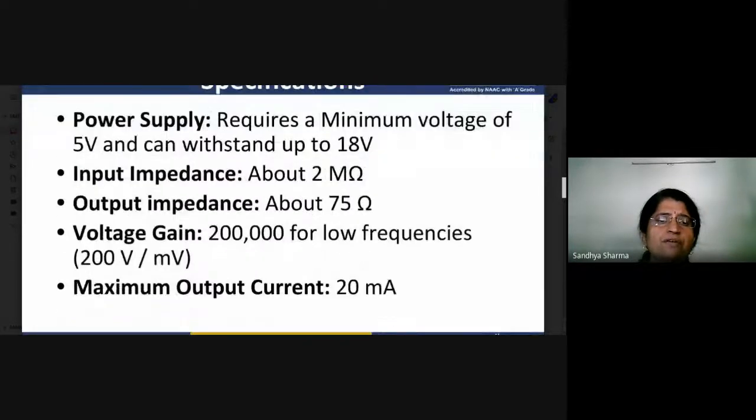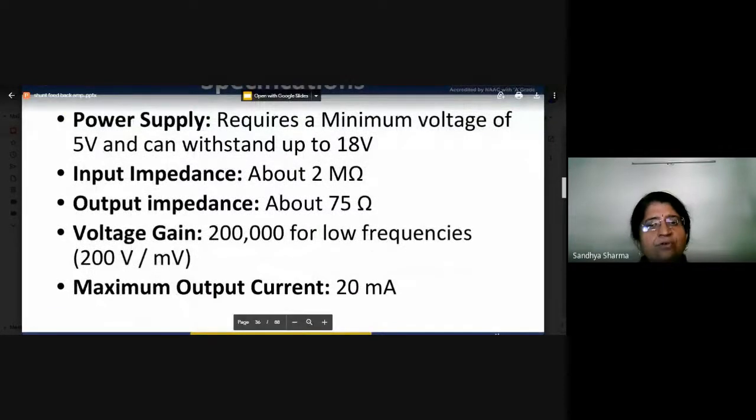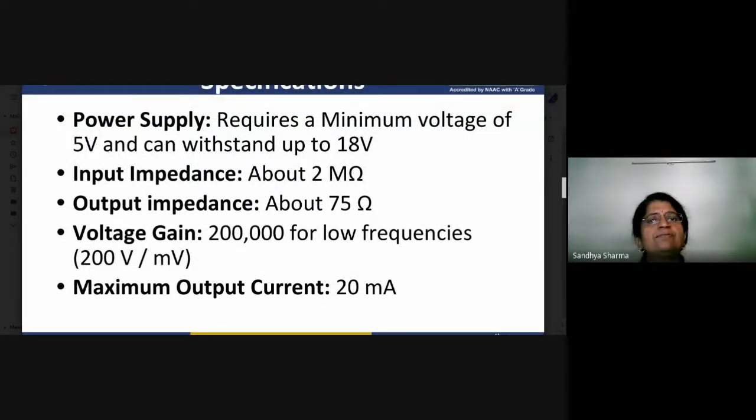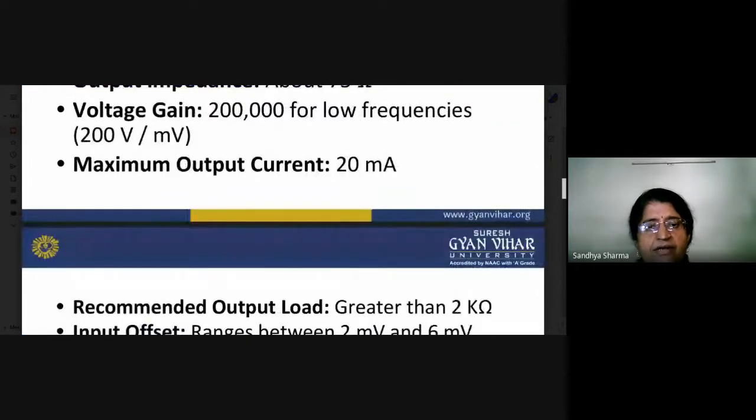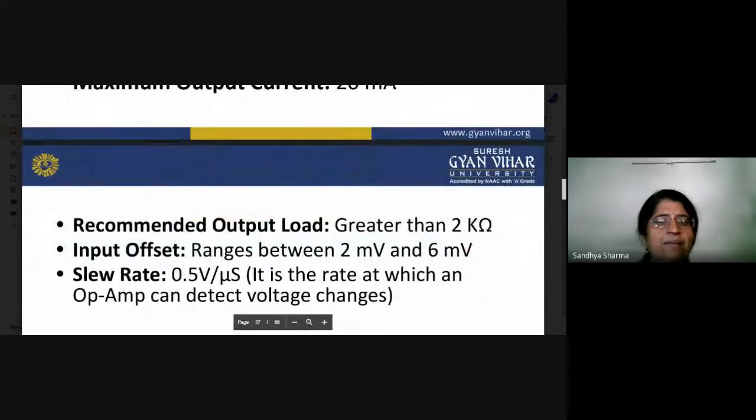When we talk about the voltage gain, we have also seen the voltage gain. That is 10 to the power 5. Yes, sometimes at most it is 200 thousand for lower frequency ranges. So we can achieve such a high voltage gain in the operational amplifier. The maximum output current that we can achieve from our operational amplifier is equal to 20 milliampere. So these are the ideal parameters. Again, we have the recommended output load: the output load should be greater than 2 kilo ohm.